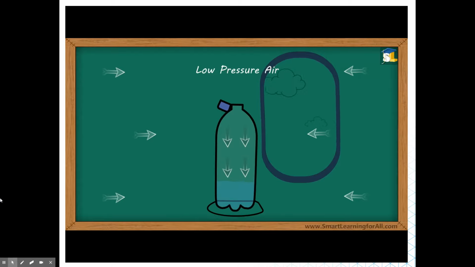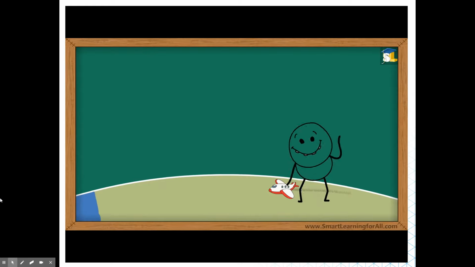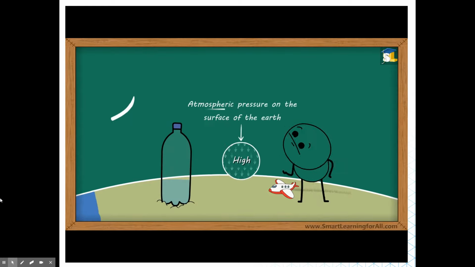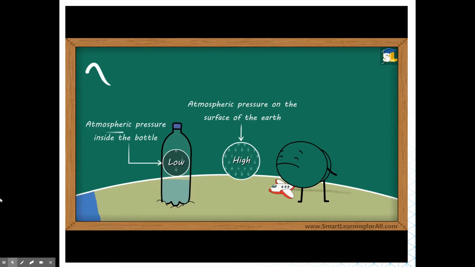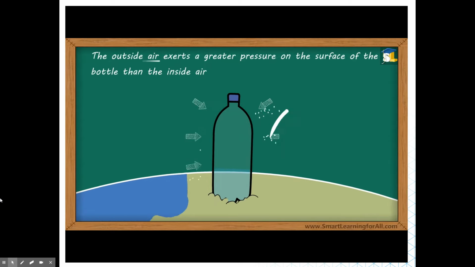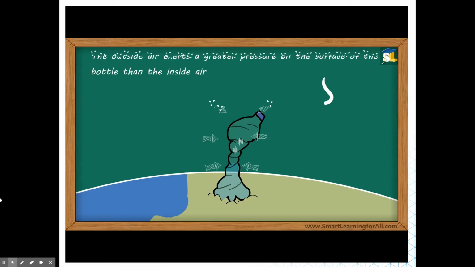which you just drank. However, when the airplane lands and you come out of the plane, the pressure outside the bottle, that is, the atmospheric pressure on the surface of the Earth, is high as compared to the pressure inside the bottle. Hence, the outside air exerts a greater pressure on the surface of the bottle than the inside air. As a result, the bottle gets crushed.